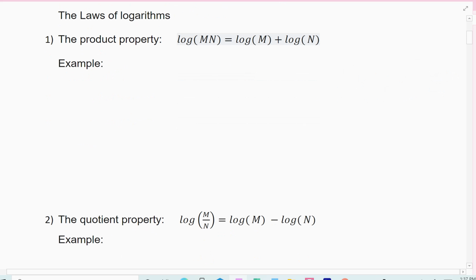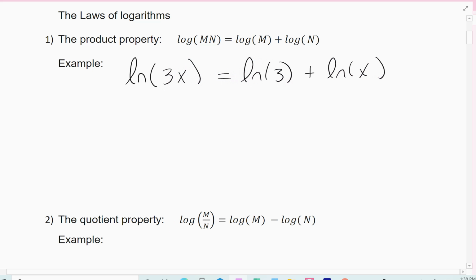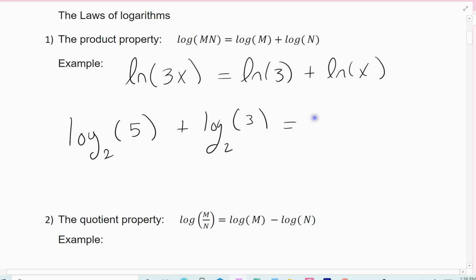Let's do it with logarithms, though. Again, I'm going to do a different log. I'm going to do the natural log. If I have the natural log of 3 times x, I can rewrite it into the natural log of 3 plus the natural log of x. Or the other way around, suppose I've got log base 2 of 5 plus log base 2 of 3, well, I can rewrite that as a single log: log base 2 of 5 times 3, which would be log base 2 of 15, which I can use my change of base to find. So that's why it's helpful to be able to go both directions.